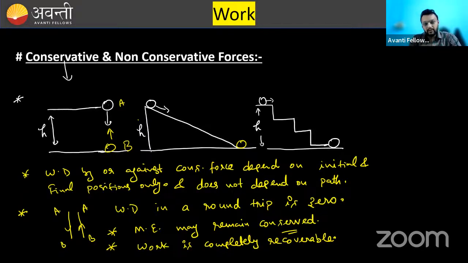And these are the properties of conservative forces. Then what are the properties of non-conservative forces? Just opposite to them. So I don't think it is required to mention here. Opposite to the conservative forces: the work done depends on the path followed. It doesn't depend only on the initial and final positions. In a round trip, work done is not 0. So these things you can change.